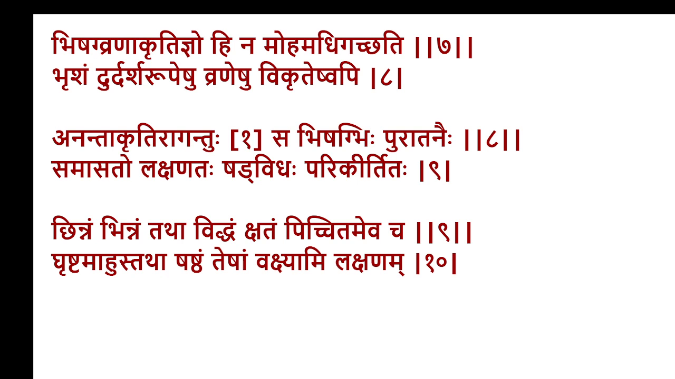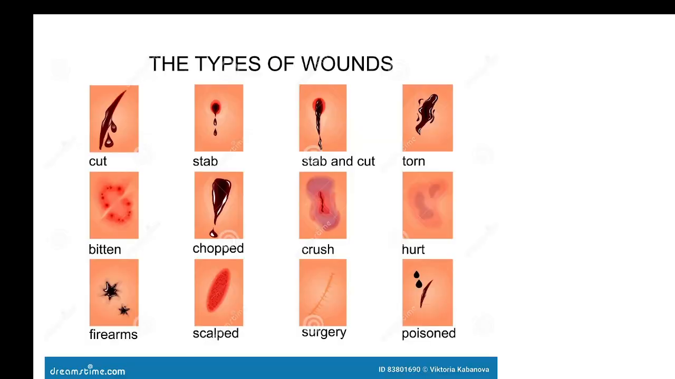Then, because the shapes of the wounds could be of innumerable variety, and it cannot be described in a comprehensive manner, Sushruta has classified them into 6 categories, and those are Chinna, Bhinna, Vidha, Kshata, Pichita, and Ghrista. These are the 6 varieties of the wounds.